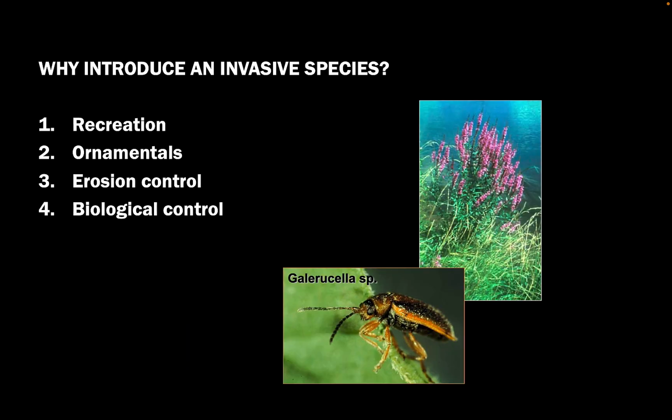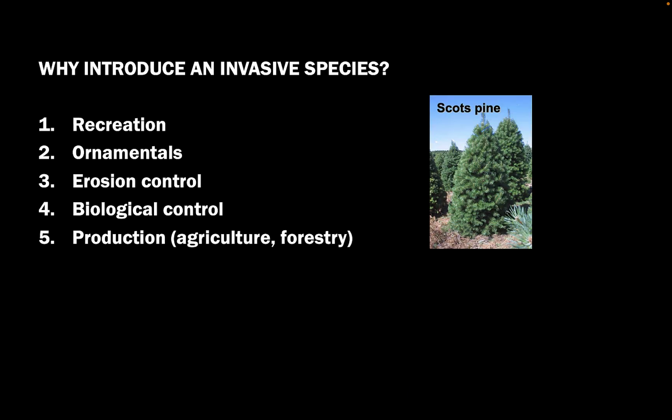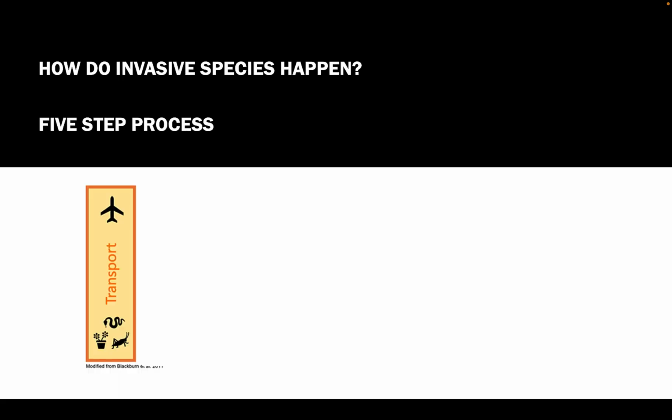Biological control, so this beetle here was brought in to control purple loosestrife, which was an invasive plant species. And this is a case where it actually worked to help control the spread of this invasive plant species that was taking over wetlands throughout the Midwest. And a lot of times they're brought in for production purposes. So Scots pine is often used in Christmas tree plantations, for example, and in producing pine forests. So those are the reasons that things are brought in.